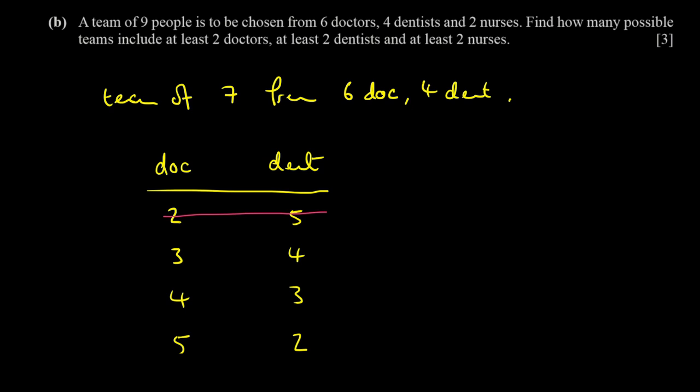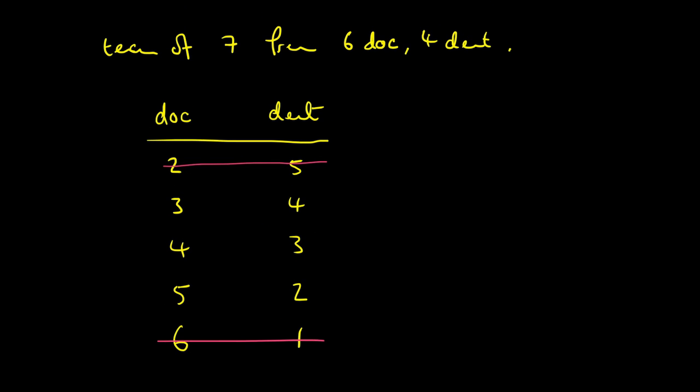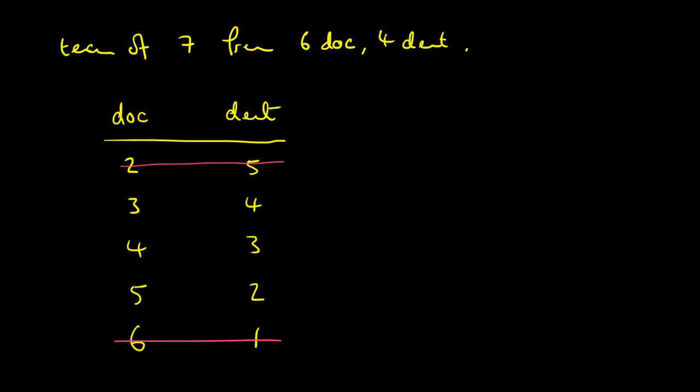So what we need to do is calculate the number of ways we can choose 3 doctors and 4 dentists, 4 doctors and 3 dentists, and 5 doctors and 2 dentists. How many ways can we choose 3 doctors? We're choosing 3 doctors out of 6 doctors, so that's going to be 6C3. Why are we using C? Because we are just choosing the doctors. The order doesn't matter. We're not arranging them. So we're using combinations, not permutations. The same if I was choosing 4 doctors, that would be 6C4. And if I was choosing 5 doctors, that would be 6C5.